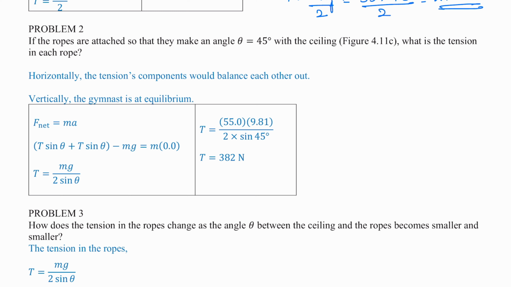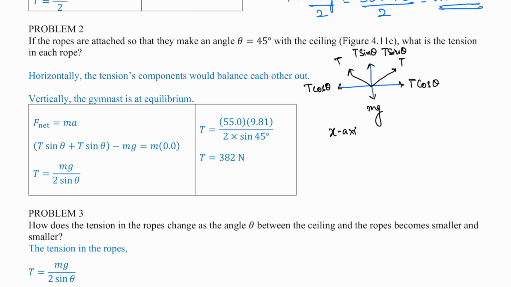Now just solve it like this, it will become easier for you. Here you will get T sine theta, T sine theta. Here you get T cosine theta, here you will get T cosine theta, and downward you have mg. So on the x-axis, T cosine theta is equal to T cosine theta, so the net result is 0, because if you transfer this side, it becomes 0.